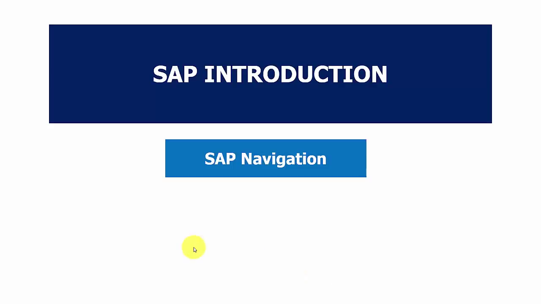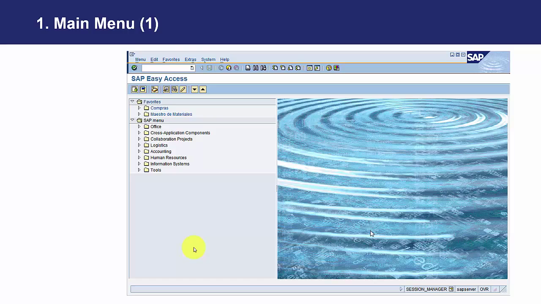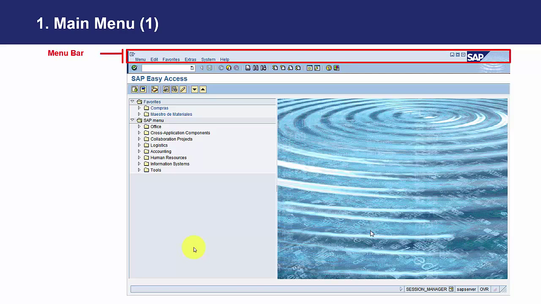In this lecture, we are going to see an overview of how to navigate in SAP. This is the window we are going to find once we access SAP, and we are going to see the different parts that we can distinguish. First of all, we have a menu bar at the top of it. This is going to be present in all transactions.